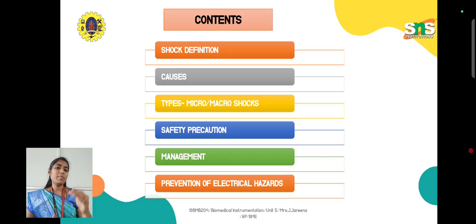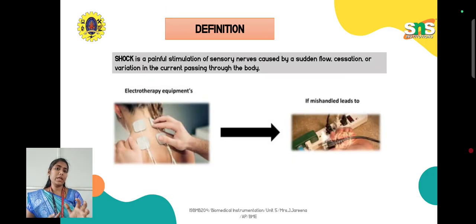So in this class we will be discussing right from the basics, that is the definition of shock, and then the root causes or reasons for a person or patient to get shock. And we have different types of shock, that is microshock and macroshock, that we will be discussing. Followed by safety precautions and management techniques to be followed in hospital settings in order to prevent these sorts of shocks. And then finally we will wind up with the prevention of electrical hazards. Okay, so now let's start with the meaning of shock.